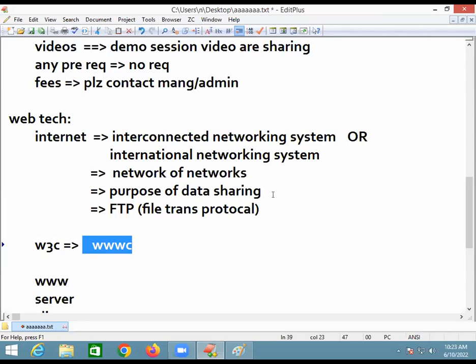We don't have any owners for internet. It's an open system. It's an open environment. No owners. It's running independently and individually without any company's support. But this independent, who is going to monitor it, sir? W3C is monitoring that one. So there is no owner for the web, sir. There is no owner for the internet.